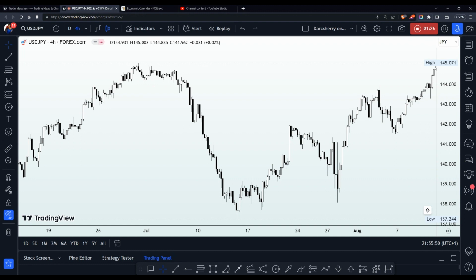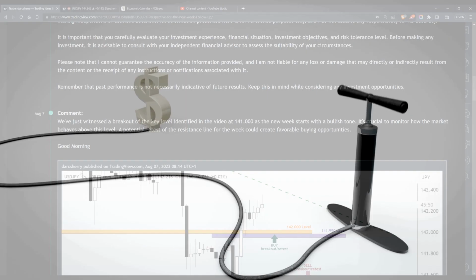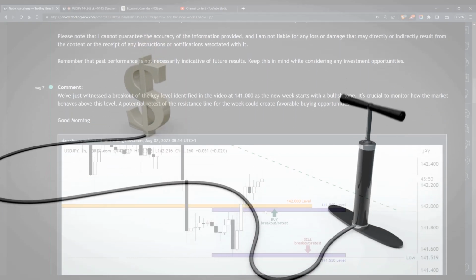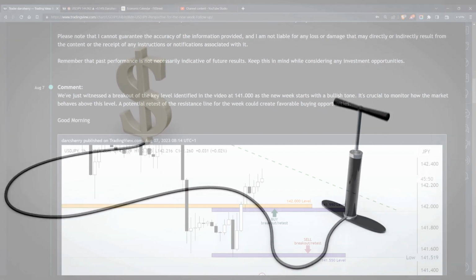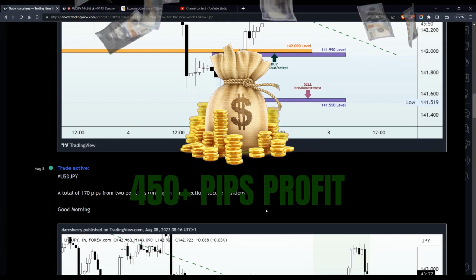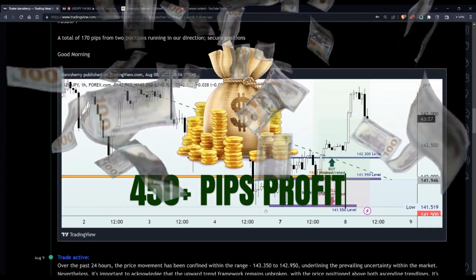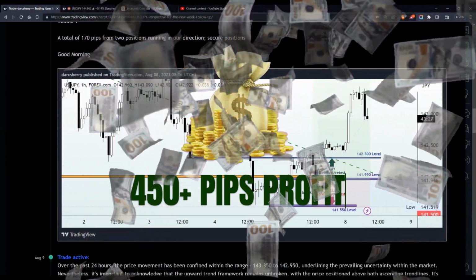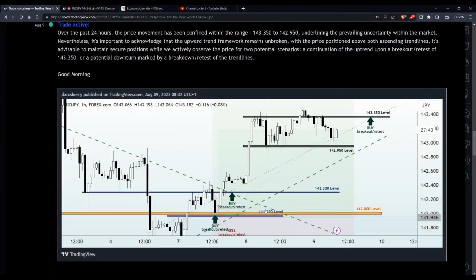The previous week's trading setup unveiled captivating opportunities. We capitalized on the US dollar strength against the yen, securing over 450 pips through strategic entries, as demonstrated in the commentaries, as you will see here.